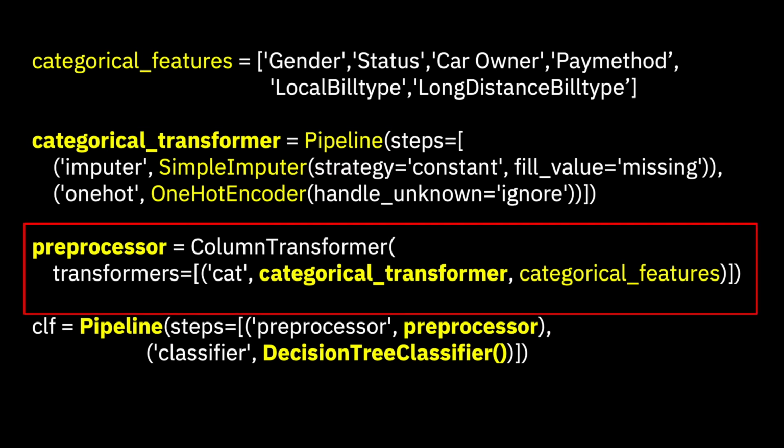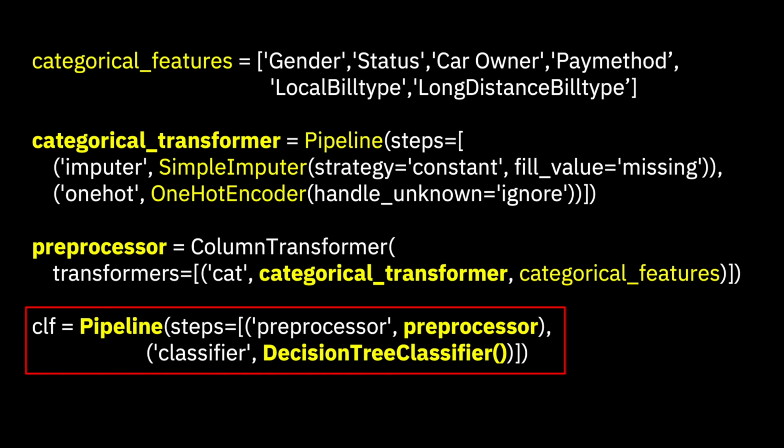The next step creates a column transformer that applies the pipeline we just created on the columns from the list categorical features. Finally, we create a pipeline that uses our column transformer before calling a decision tree classifier. This last pipeline becomes the object we use to train our model.